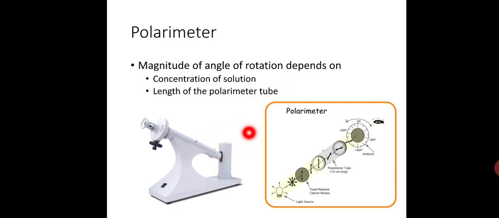Here you can see the figure of an instrument. In this region you will have the monochromatic source, and light rays will come from here and be converted to plane polarized light. Here you will keep the sample, and after passing through the sample the light will reach here, where you will have another nicol prism for analyzing the rotation, and you can actually see the light through here. This is the basic instrument that is used for measuring the optical rotation.